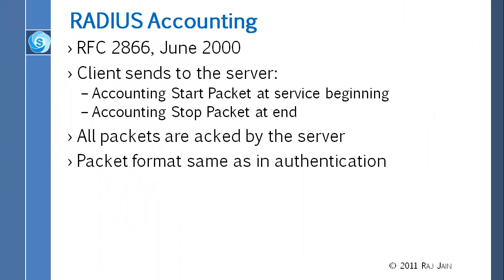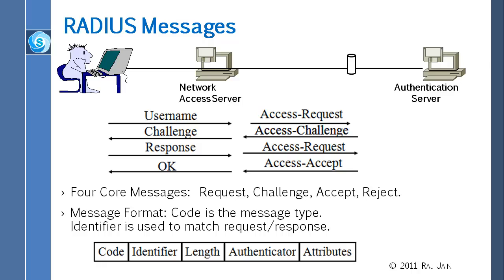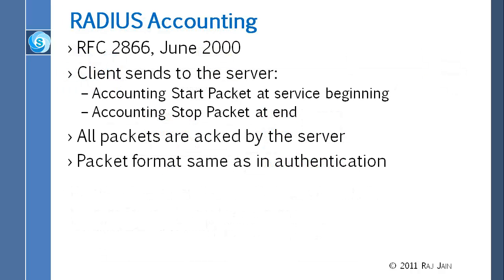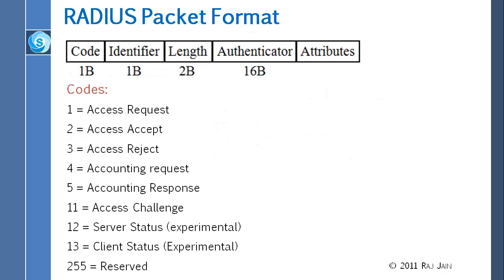So accounting we already talked about. Accounting start packet at the service beginning, accounting stop packet at the end, client sends to the server, and all packets are acked by the server. So here the client really means the NAS, because the user is not really talking at all to the server here. They are just talking to each other. And the user is not even aware of the authentication server. The user is talking to this. So basically one could say that the NAS sends to the authentication server accounting start, accounting stop, and those packets are acked. And the packet format is the same as in authentication, which was this.